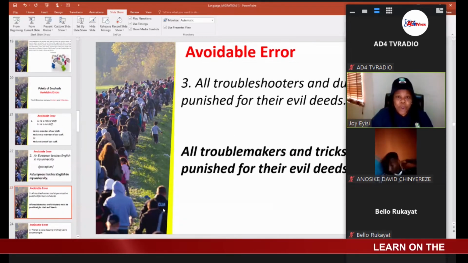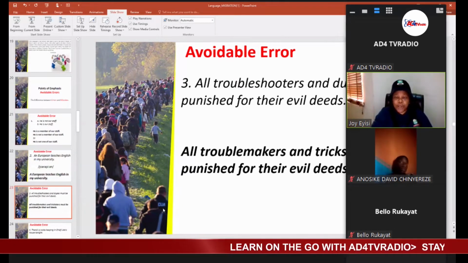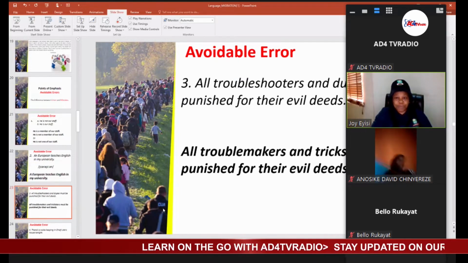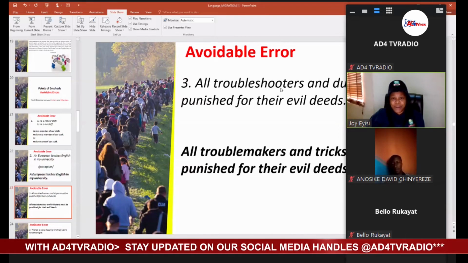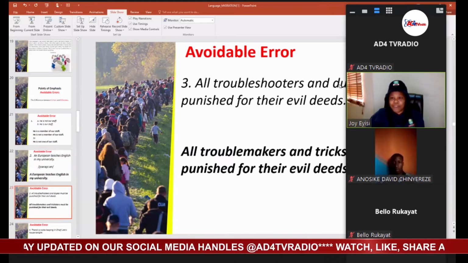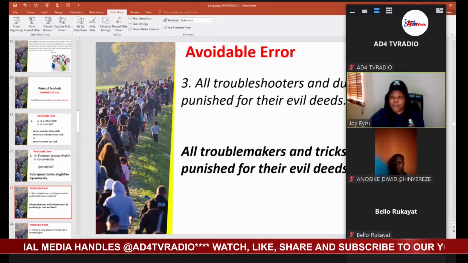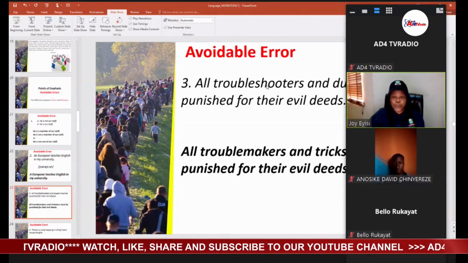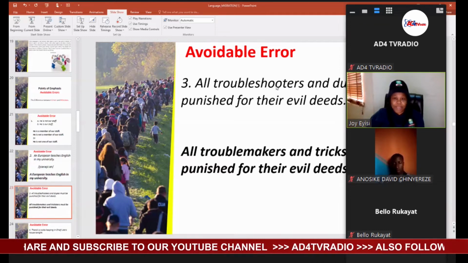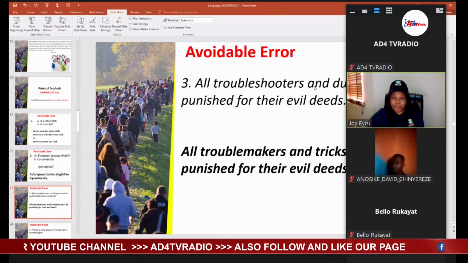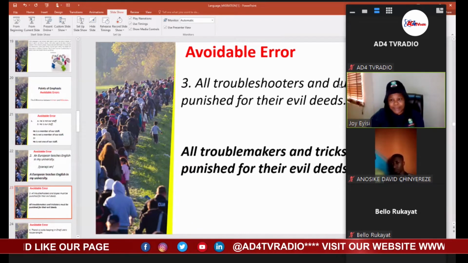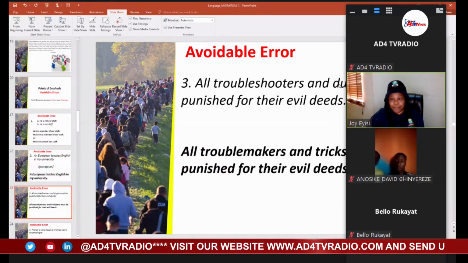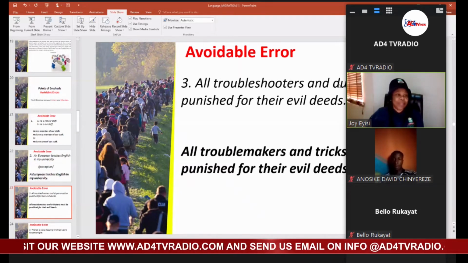Number 3, all troubleshooters and dupes must be punished for their evil deeds. The speaker of this sentence does not understand the meaning of the word troubleshooter and does not understand the meaning of the word dupe. A troubleshooter is a peacemaker. He has not committed any crime. A dupe is someone who has been cheated or deceived or tricked. He too has not committed any crime.